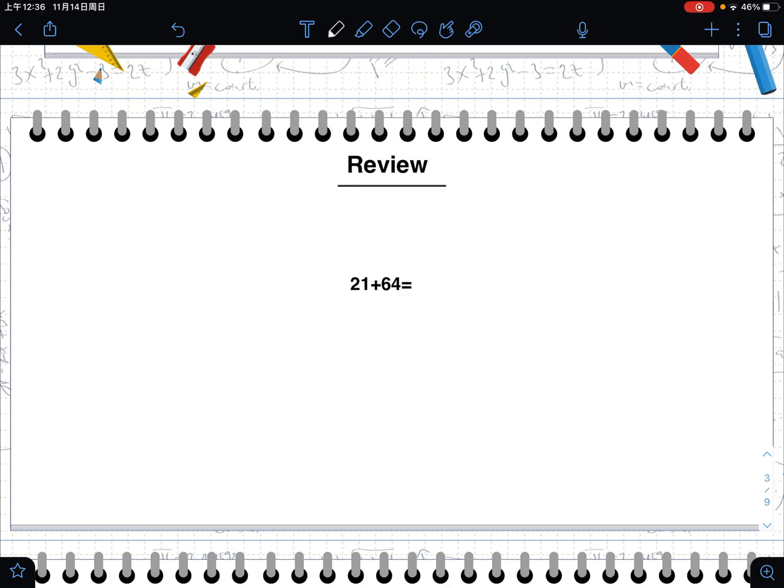In this part, we've got 21 plus 64. What I like to do when I add this is just write them vertically. 21 plus 64. I have everything lined up, with all the ones in one column and all the tens in another column.